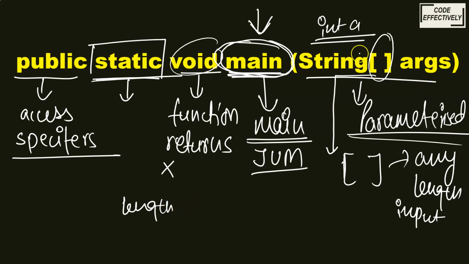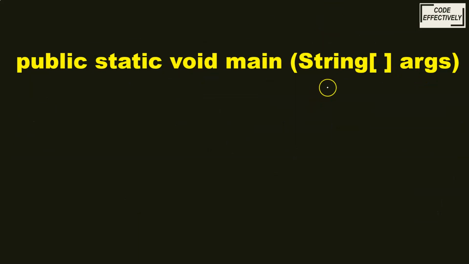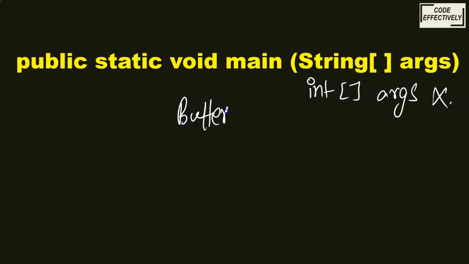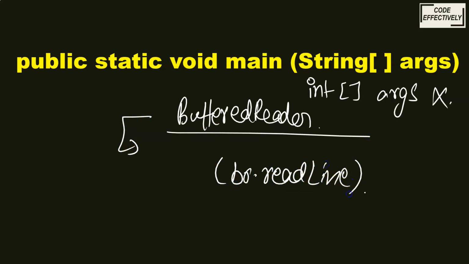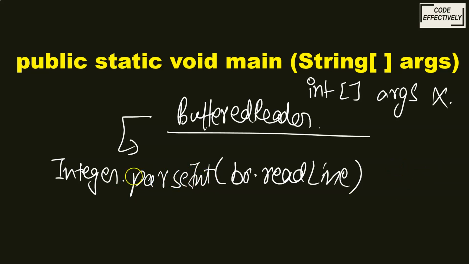But now you would be asking, ma'am, why can't we do int args? Okay, so this is wrong. As you know, when we use BufferedReader, we use the line br.readLine. And we write Integer.parseInt. Okay, this is our exact process in order to input a value from the keyboard that is of integer type.